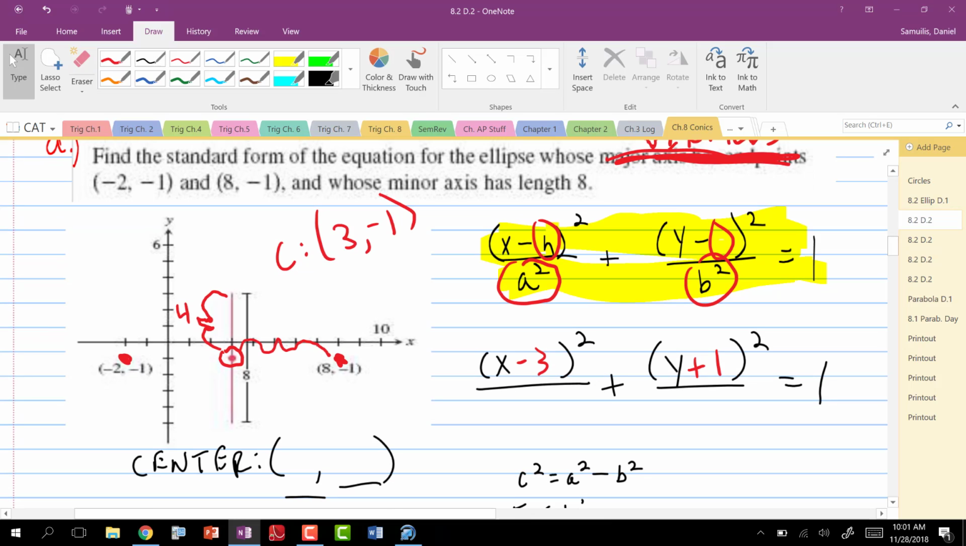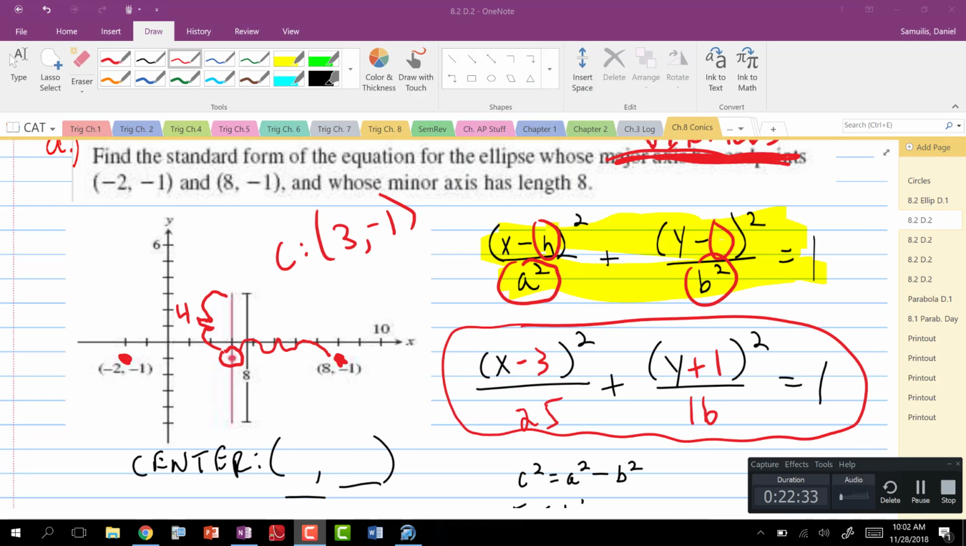What belongs underneath x squared? 5 squared, which is 25. And what belongs underneath y squared? 4 squared. It's over. Good night, Irene.